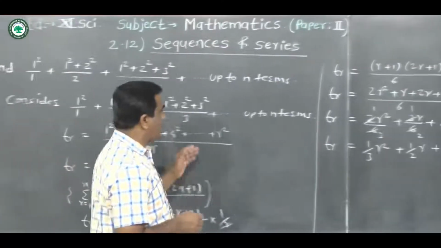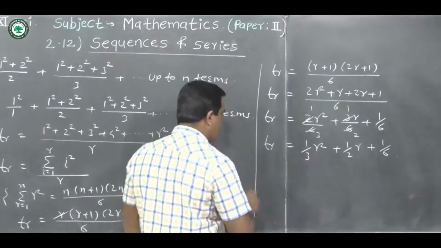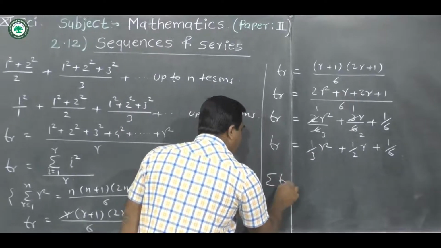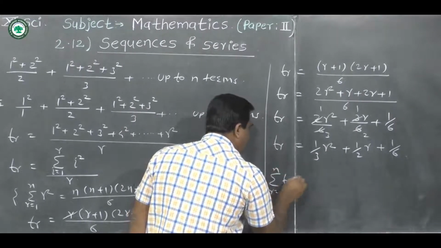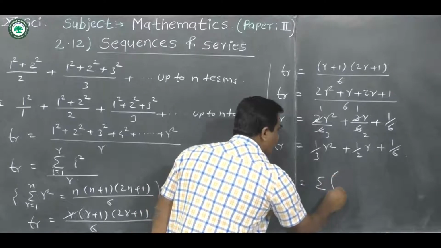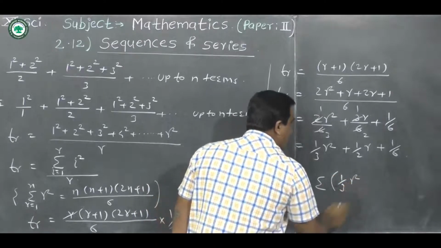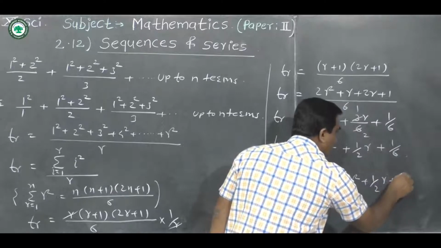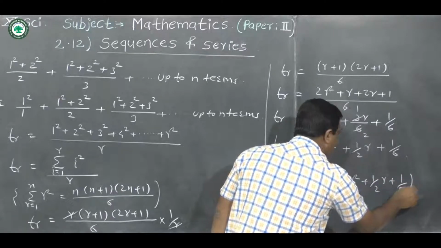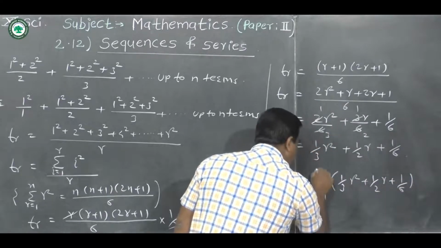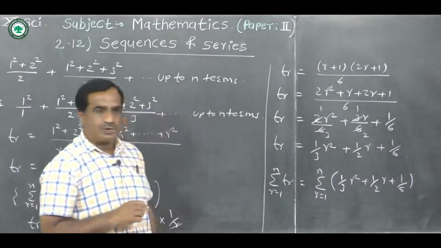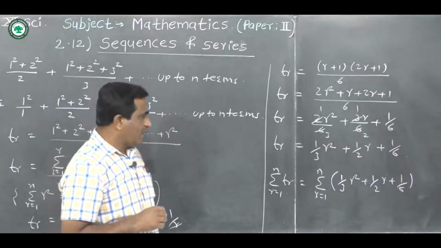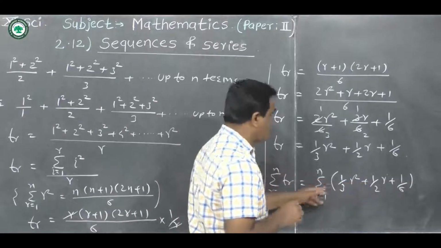Therefore we can write summation for this. That is, summation of TR, r goes from 1 to n, is equal to summation of 1 by 3 r square plus 1 by 2 r plus 1 by 6, r goes from 1 to n. Now we can take separate summation for each term.